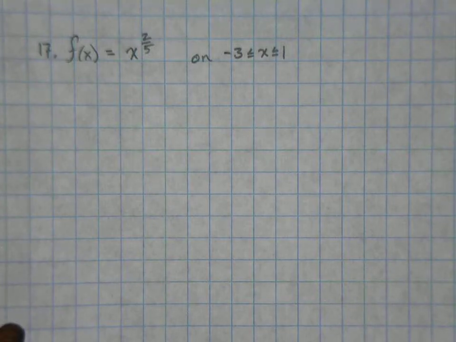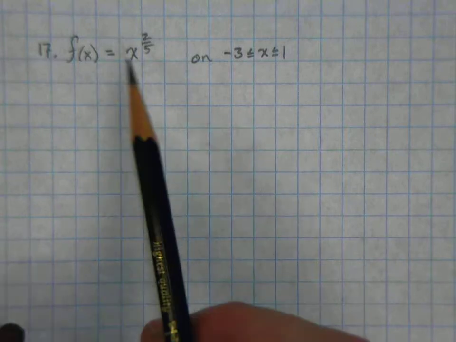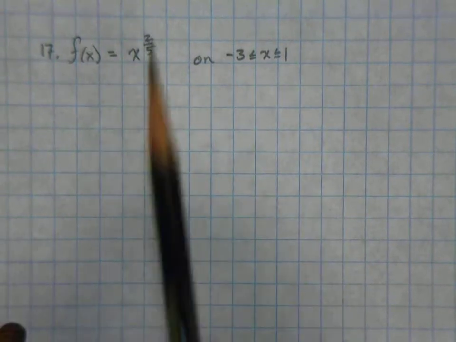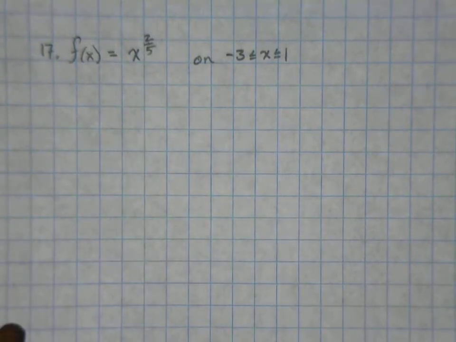X to the 2/5 power has a domain of all real numbers, since we're allowed to square any number, and we're allowed to take the 5th root of any number. Unlike a square root, you could find the 5th root of a negative number. For example, the 5th root of -1 is -1.